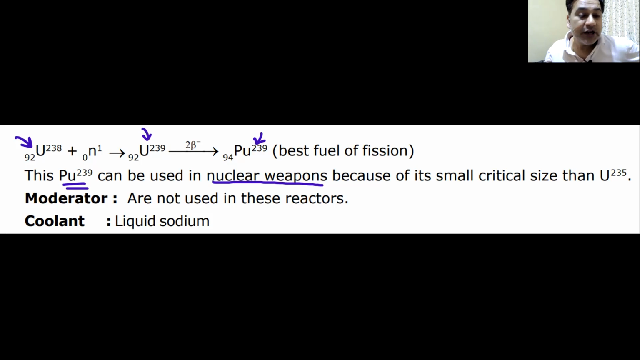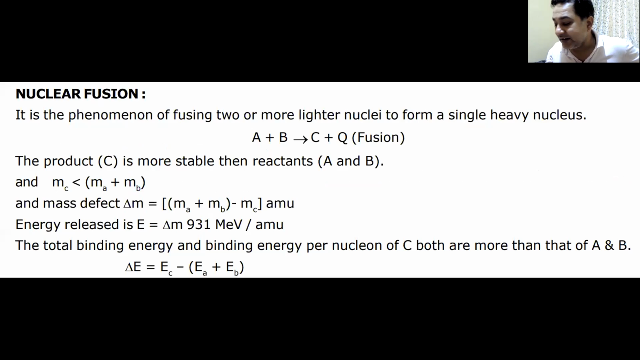Nuclear fusion is the next heading. It is a phenomenon of fusing two or more lighter nuclei to form a single heavy nucleus. Do we understand this? A plus B are my daughters, and C is my mother. We can't say that, because a daughter cannot give birth to a mother. It's always mother to daughter. So two lighter nuclei A plus B give you C, which is heavier, but more stable. Do we understand this?